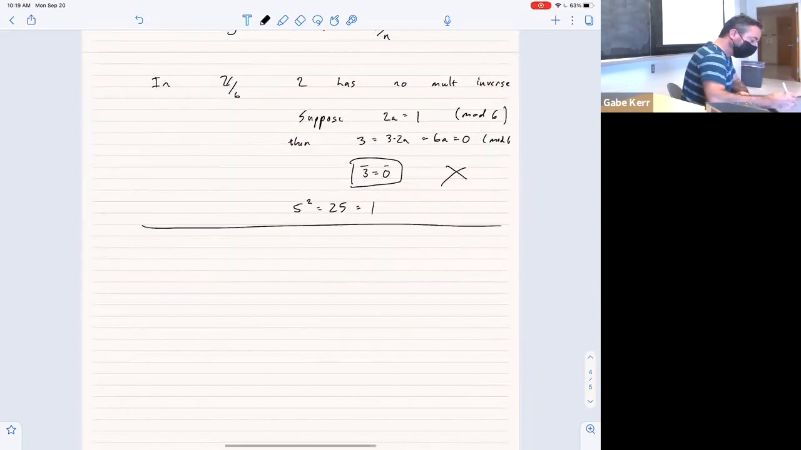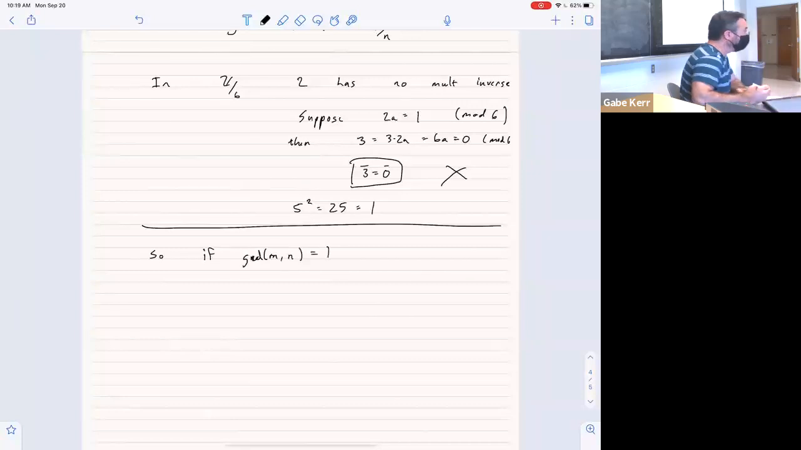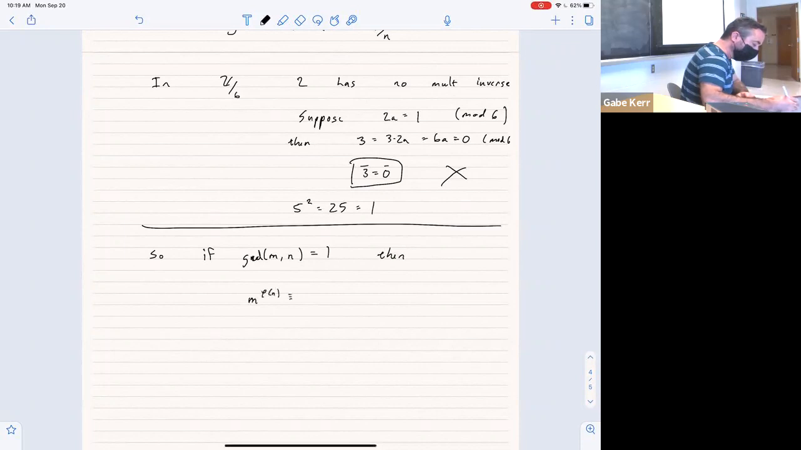So if m is any integer relatively prime to n, then m to the phi of n is congruent to 1 mod n. Right? Why is it true?